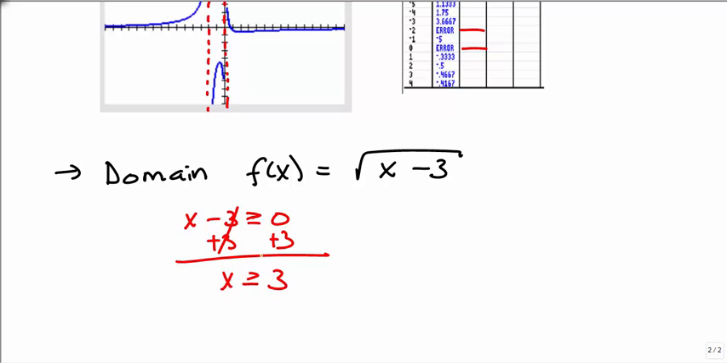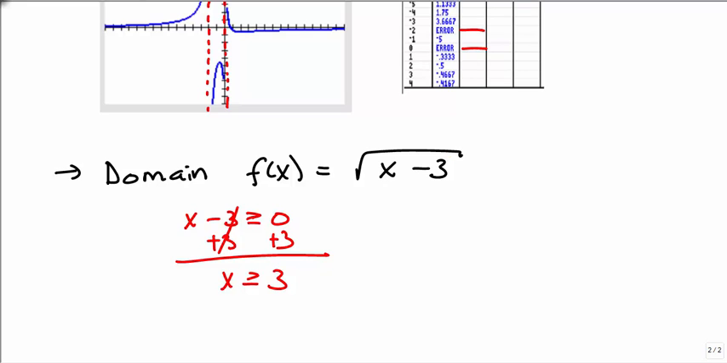So if I plug a 3 in here, 3 minus 3 is 0, square root of 0 is 0, that works. I could plug in a 4, 4 minus 3 is 1, square root of 1 is 1. But I can't plug in a number, let's say like -5. -5 minus 3 is -8, and I can't take the square root of a negative number in the real number system.